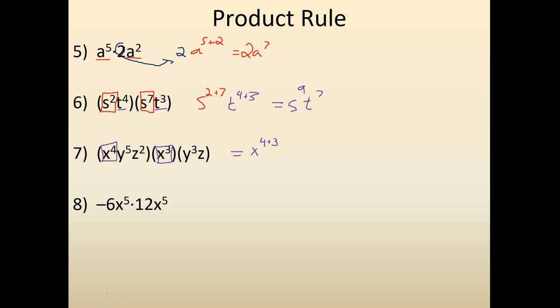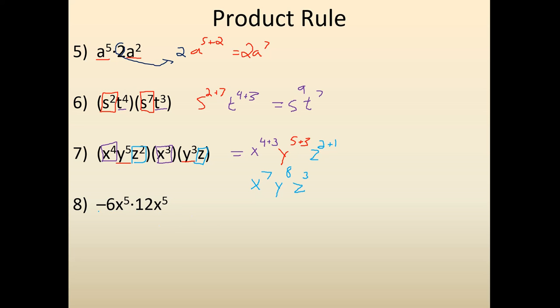The y's here and here. So it's going to be y to the 5th times y to the 3rd. So 5 plus 3. And then the last one, the z's. Z squared and z to the 1. So z to the 2 plus 1. And all in all, I end up getting x to the 7th, y to the 8th, and z cubed.